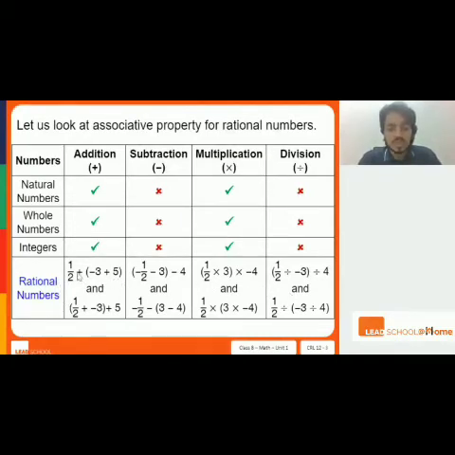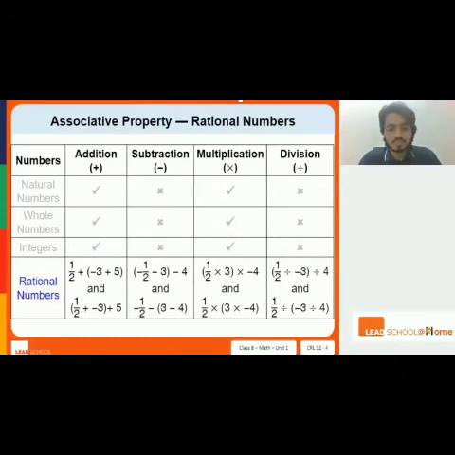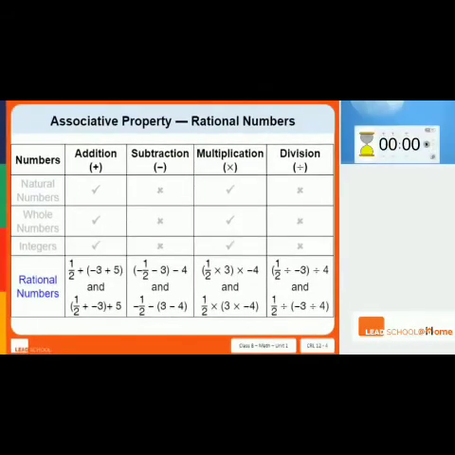So what you need to do is you will first find the answer for this expression. So we will first add these numbers, then add this to 1 by 2. Then first we will add 1 by 2 and negative 3 and add the result to 5. And we will see if the result is equal or not. Similarly, we will do it for the other three operations. Okay. You have 5 minutes to do this. And your time starts now.